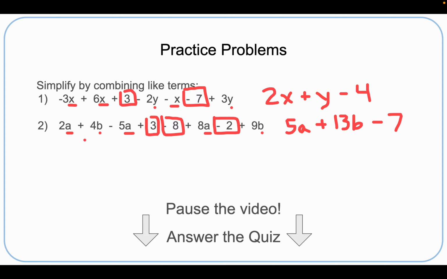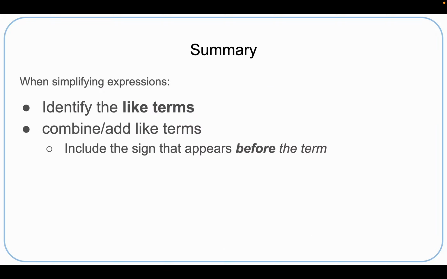And if it's helpful for you, you can find ways to mark each of these terms so you know which ones are like terms. You could circle them or box them, and that way you can easily see which terms go together. So in conclusion, when simplifying expressions, you want to first identify the like terms, and then you're going to combine or add those like terms together. And just remember that you always want to include the sign that appears before the term. So if you see a minus sign in front of a term, you want to include that when you're adding to the other terms.